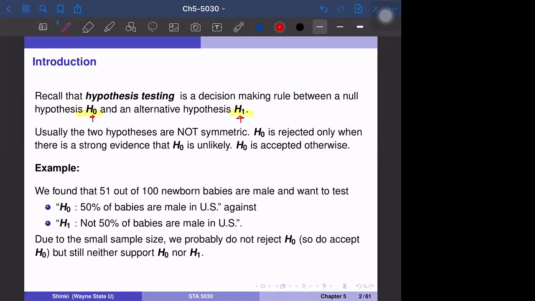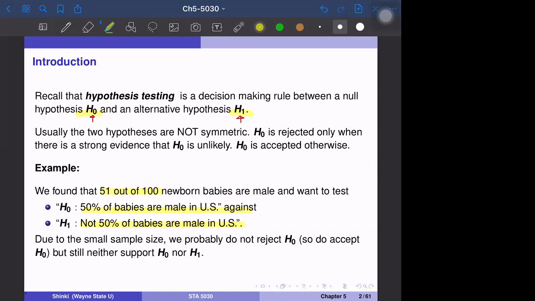An example. So suppose that we found that 51 out of 100 newborn babies are male. And we want to test if 50% of babies are male in the United States against not 50% of babies are male in the United States. So suppose these data come from the United States also.